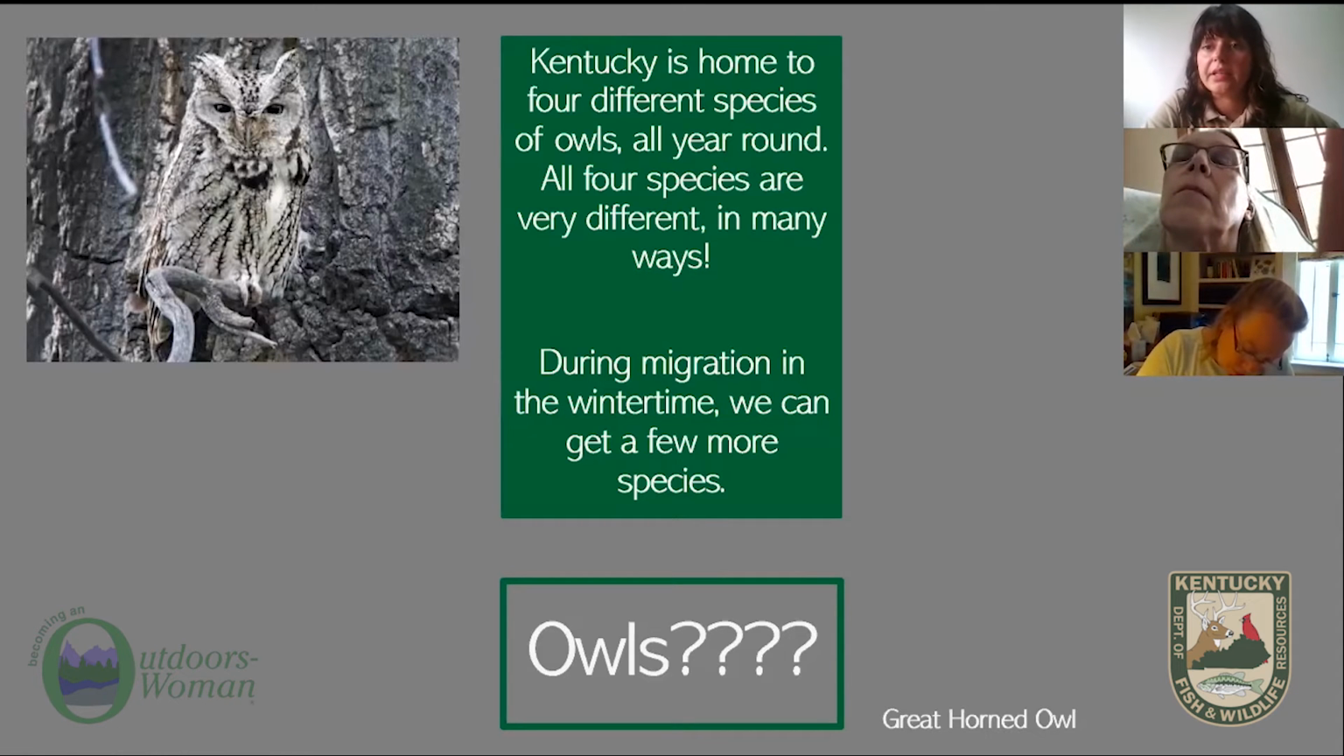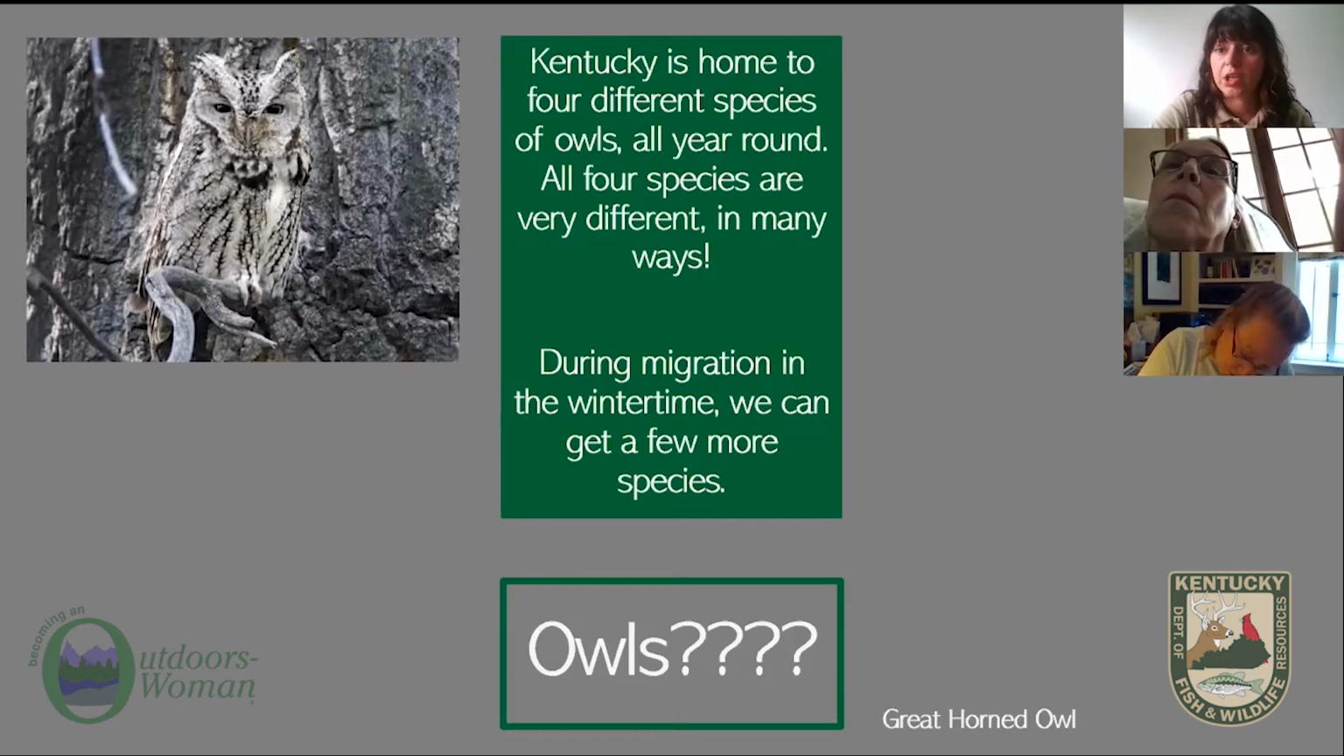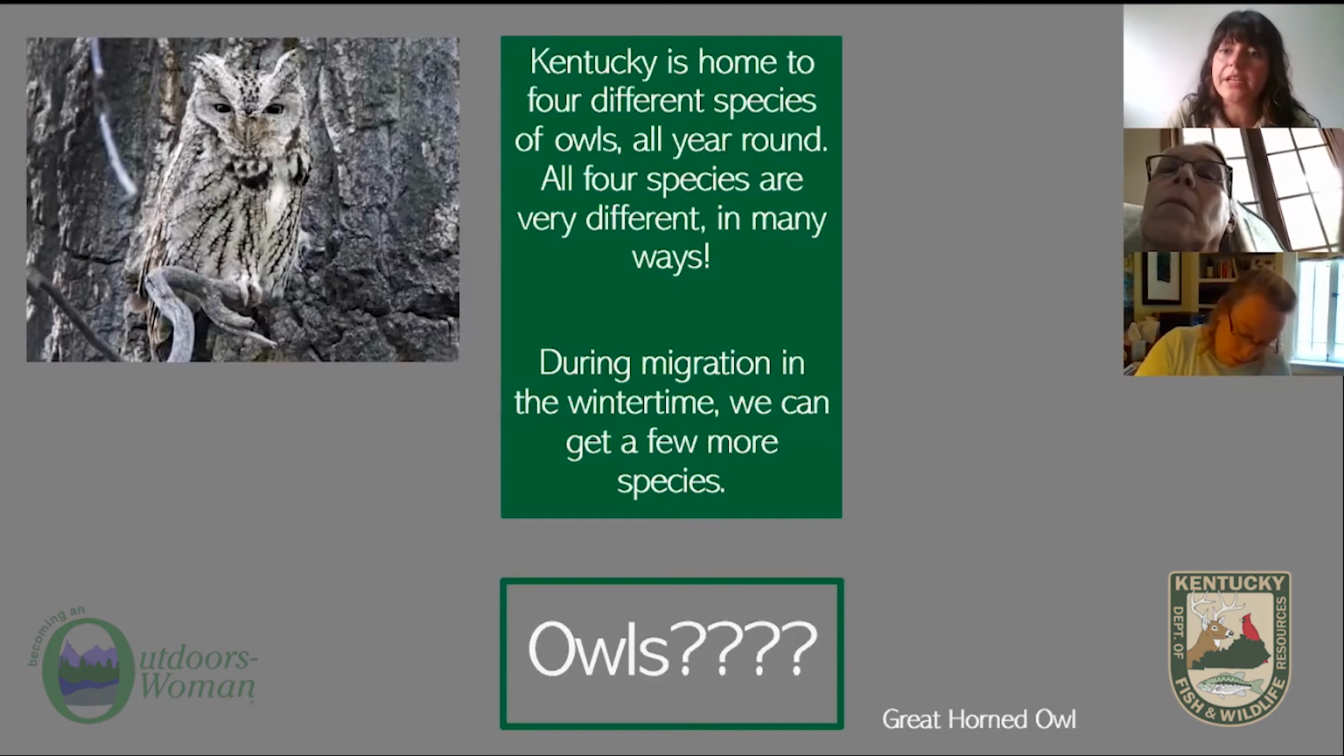So we have 4 in Kentucky that live here all year round. Then we have a few that we might see in migration. So first let's talk about our resident species. And I'm gonna go by size. We're gonna go from smallest to largest. Our smallest is gonna be the eastern screech owl.